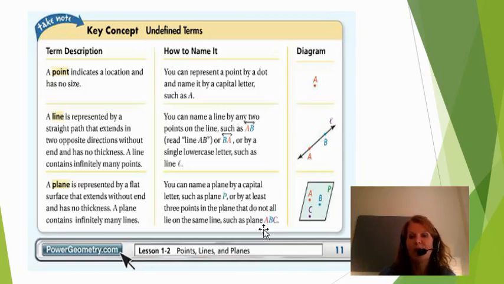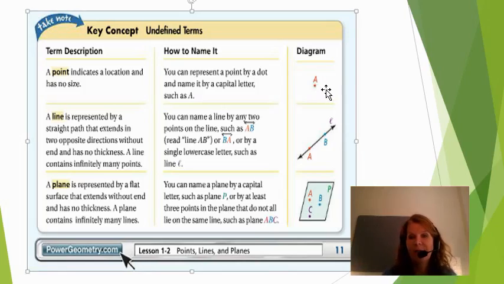Look over here at the third column, the diagrams. When we write in geometry, or you see it in your textbook, or looking at it on a test, or you have to do it for homework, we will define a point always with a capital letter. Okay, a line. A line is a straight path that extends in opposite directions without end. It has no thickness.